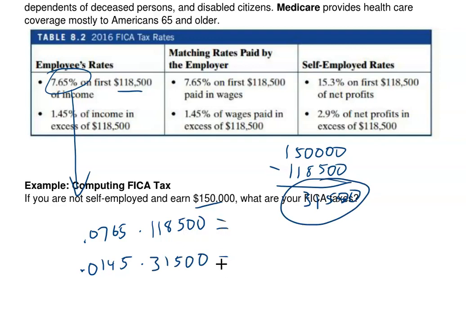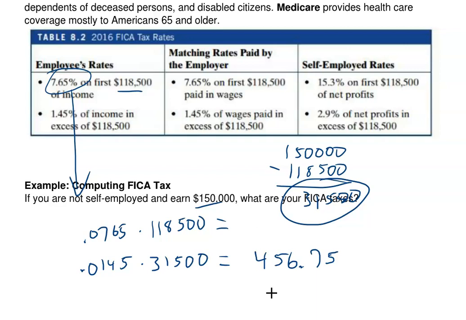All right, so we'll figure out what these two are equal to. Since I already have the $31,500 in my calculator, I'll do that one first. Times 0.0145. That gives me $456.75. Now that's for the entire year. So if you divide that by 12, it's really not that much money coming out of your paycheck, right? It's like $40 a month.